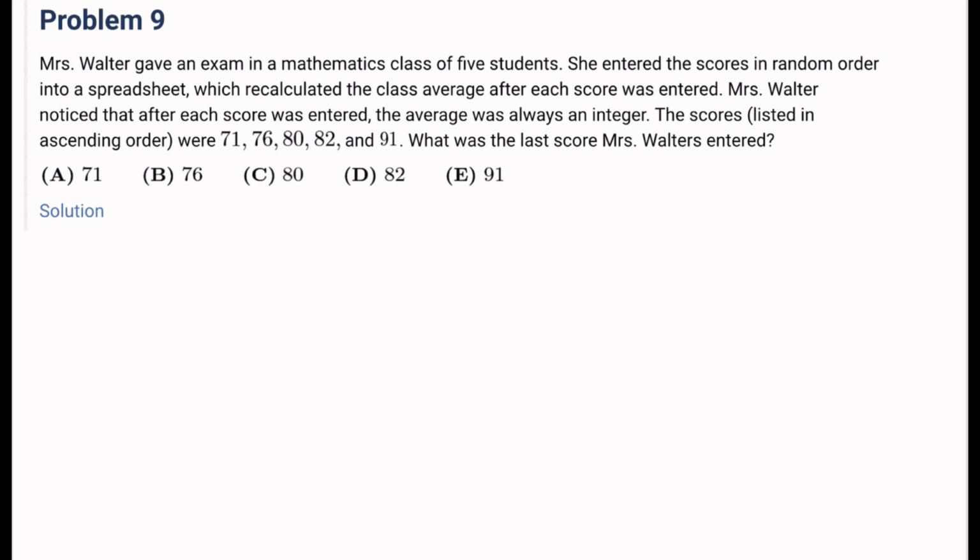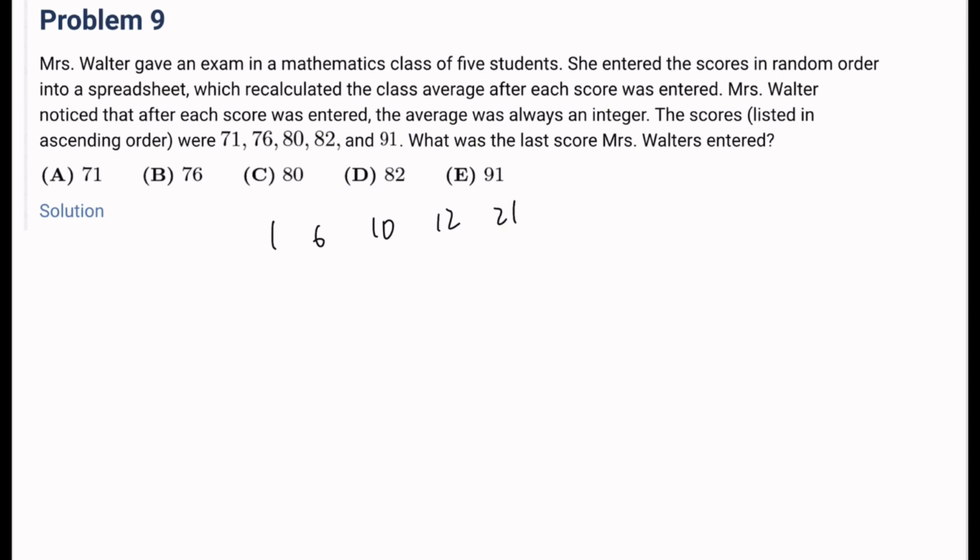What was the last score Mrs. Walter entered? Okay, so since this is just taking the average of the scores, then we can just subtract the same number from all the scores, and the pattern of the average would be the same, right? So if we take out 70 from all of these scores, we have 1, 6, 10, 12, and 21, right?